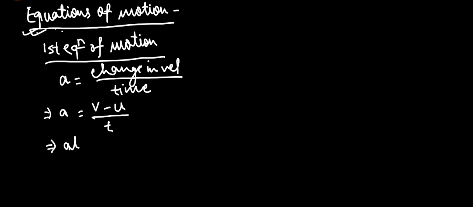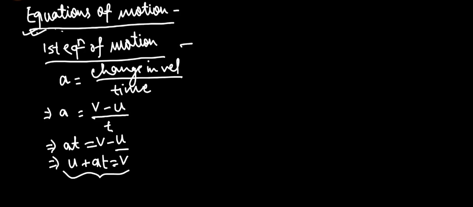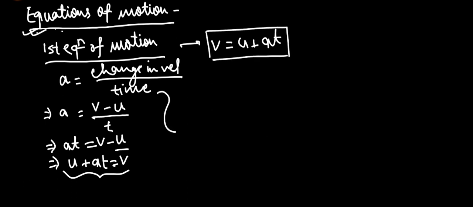This can also be written as at is equal to v minus u, and finally, when we shift the negative of u to the left hand side, it becomes u plus at is equal to v. So we get the first equation of motion: v is equal to u plus at. This is how we derive it. Now let's move to the second equation of motion.